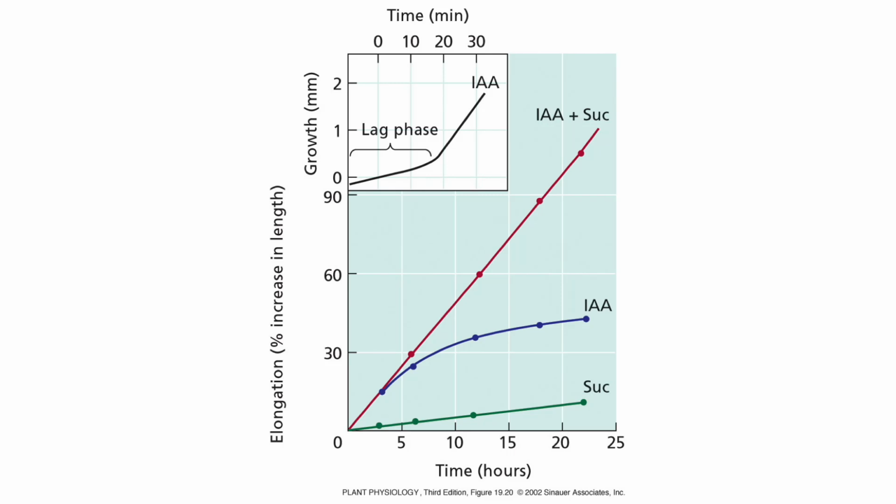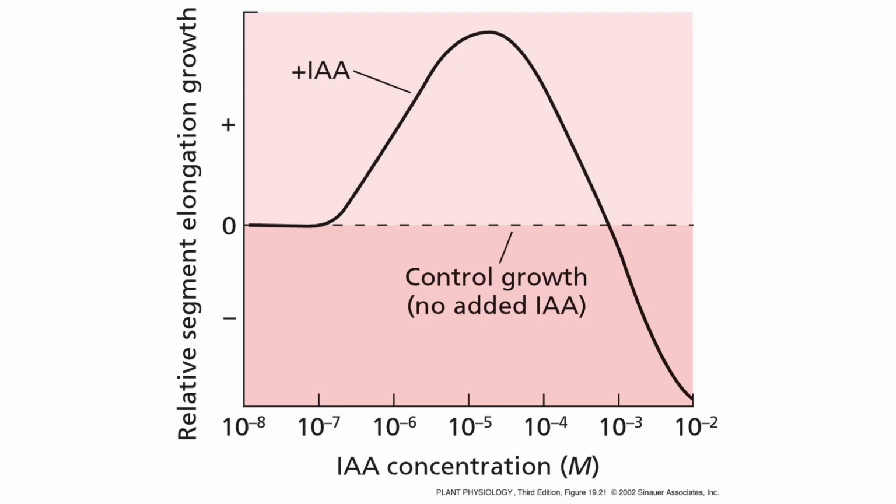The inset shows a short-term time course plotted with an electronic transducer. In this graph, growth is plotted as the absolute length in millimeters versus time. The curve shows a lag time of about 15 minutes for auxin-stimulated growth to begin after administering a dose of auxin. This growth response is concentration dependent.